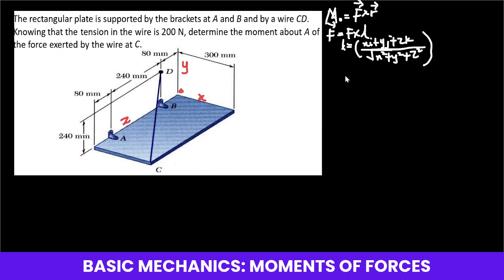Then lastly, we can also use this method of saying that our moment is equal to, so let's erase this so that it becomes very simple for us, the determinant with the components i, j, k, then x, y, z of the r, and the last row as our Fx, Fy, then Fz as well.